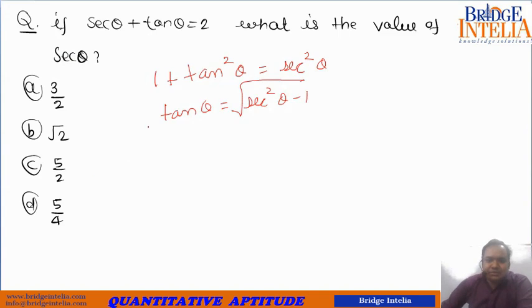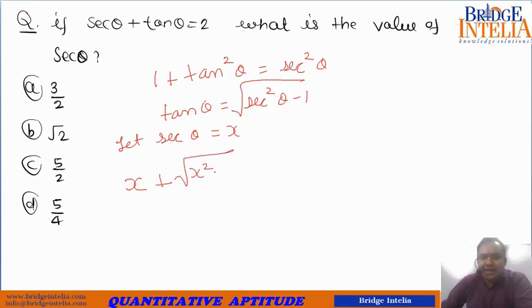So now let sec theta be equal to x. It is given to us that x plus tan theta, which can be written as root under x square minus 1, is equal to 2, and we have to find x because we have supposed sec theta to be equal to x and we are indeed trying to find out sec theta. So we have to find the value of x. Now the easiest way is to substitute. Let's see which of the options satisfy.